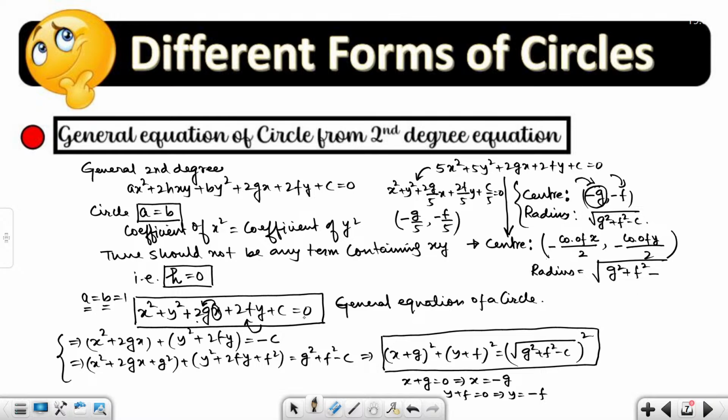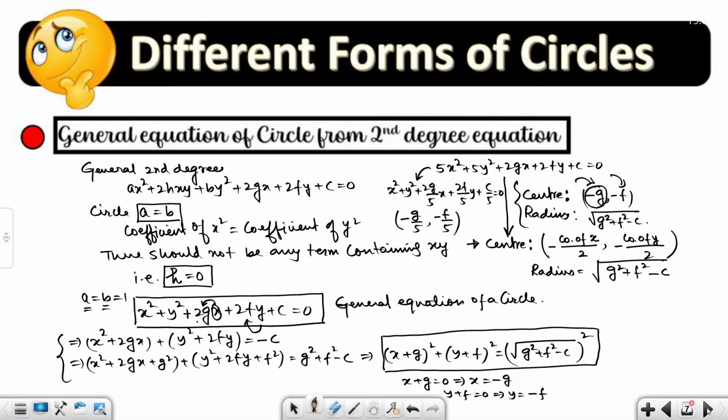And minus the constant term given in the equation of the circle. Right? So now we know how to find out the center by using this shortcut form, and then we can easily find out its radius. Two things are very clear to us.